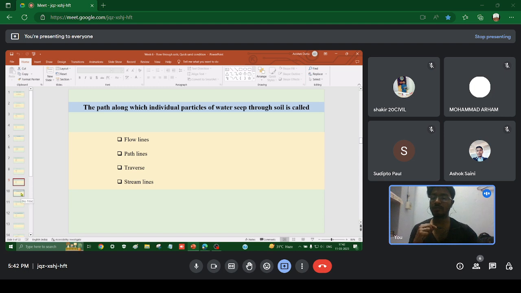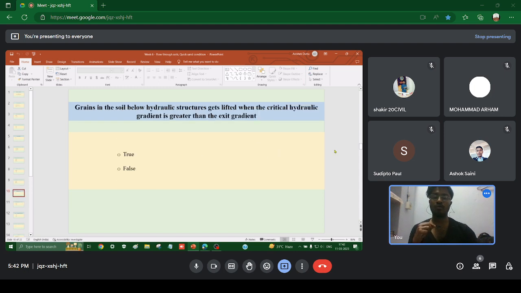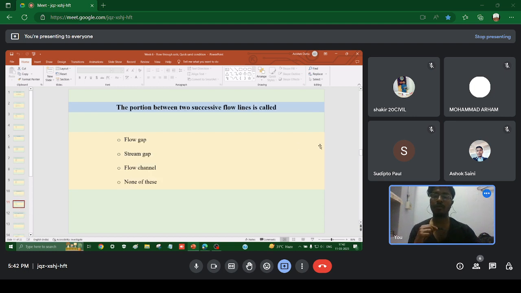Next question was a true or false statement. Grains in the soil below hydraulic structures get lifted when the critical hydraulic gradient is greater than the exit gradient. Is the statement true or false? Next question. The portion between two successive flow lines is called flow gap, stream gap, flow channel, none of these.